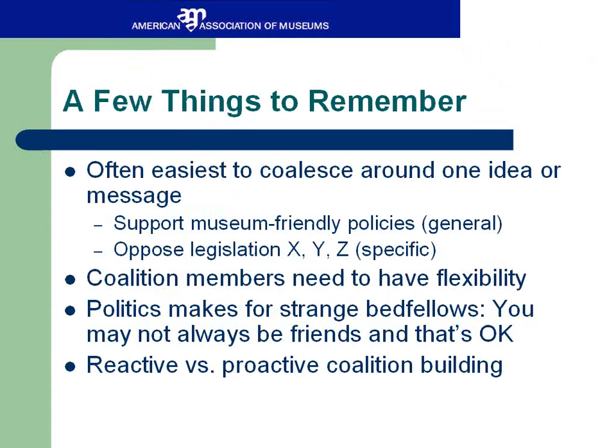Remember, it's often easiest to coalesce around one specific idea or message. "Support museum-friendly policies" is very general. "Oppose or support legislation XYZ" is very specific. And it's usually easy to start with something specific. You tend to have a very focused goal, and then you can build out from there. Coalition members need to have some flexibility. Sometimes they might want to make some changes to the mission and goals, and everyone needs to figure out if that's going to work for them.